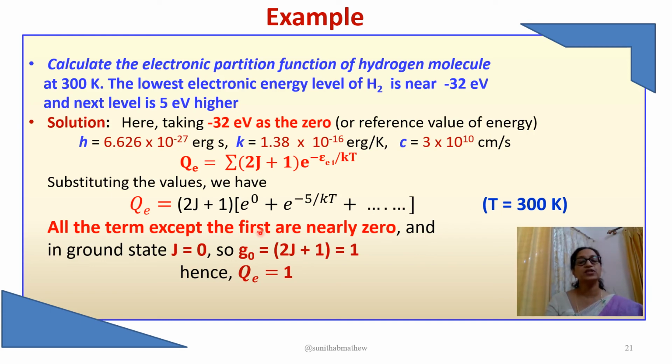And the first term is e to the power 0. So we have (2J plus 1) e to the power 0. E to the power 0 is 1. And the value of J, the total angular momentum quantum number for hydrogen in the ground state, is 1 by 2. So we will have G0 is equal to 2 into half plus 1, that is equal to 2. Hence on solving this equation we get QE, the partition function, equal to 2. Generally we see that for molecules the electronic partition function is equal to 1. There are exceptions, for example, we have seen in the case of oxygen molecule and NO molecule.